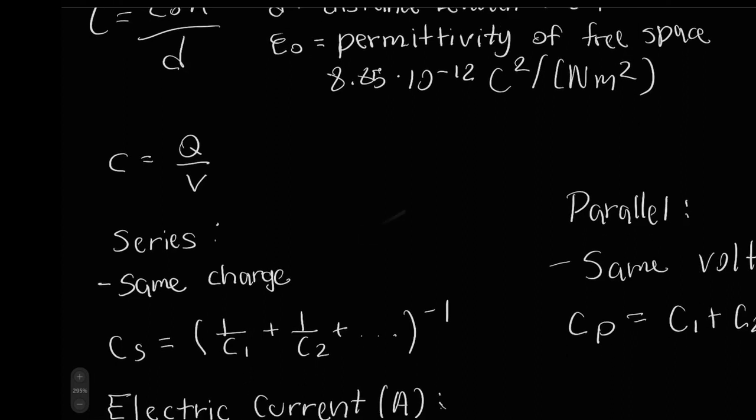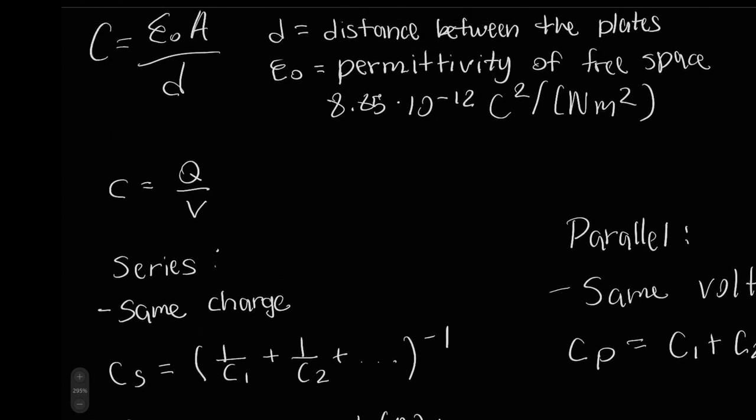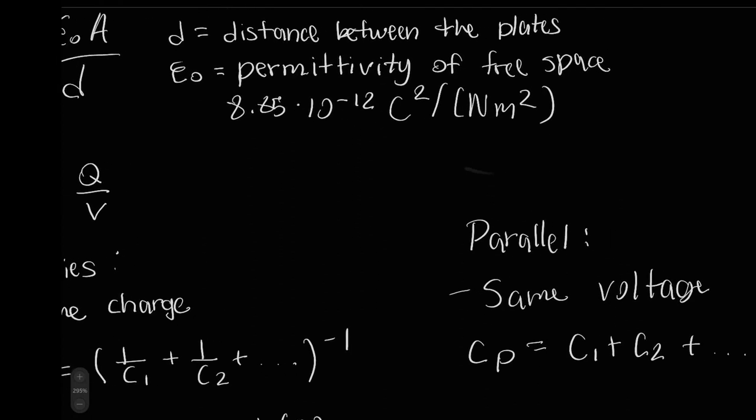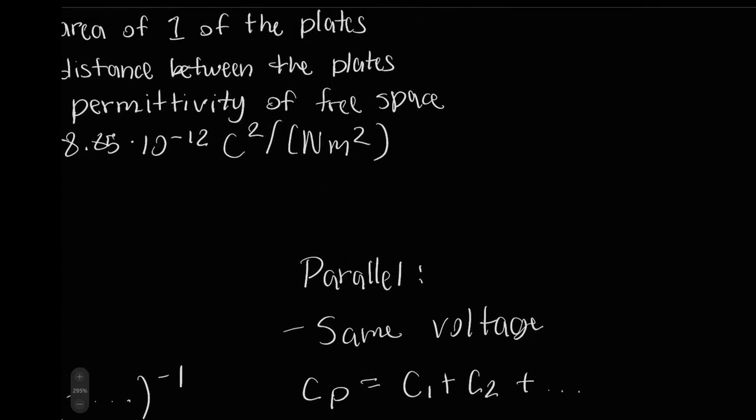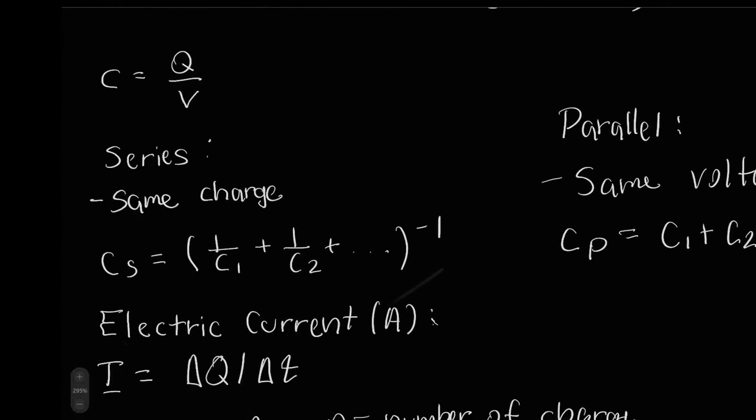And then there are two cases for capacitors. In series, the capacitors will have the same charge, and the equivalent capacitance is calculated as 1 over capacitance 1 plus 1 over capacitance 2, the sum of all these raised to the power of negative 1. But if you're in parallel instead, it'll be the same voltage across all the capacitors, and the equivalent capacitance is just calculated by adding all the capacitors together.